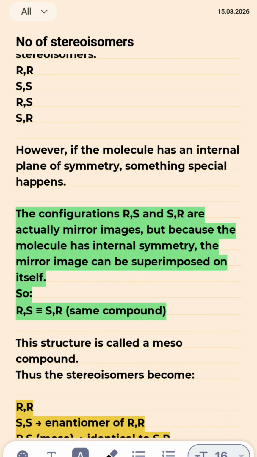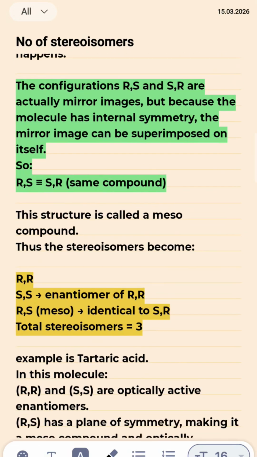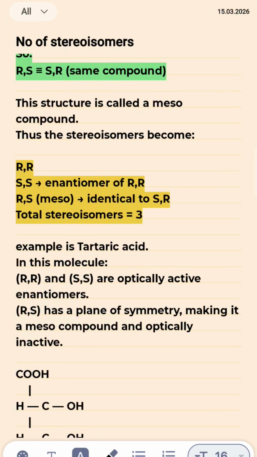The same compound that you get out of RS and SR, you get one compound. This is the meso compound because both are identical, and you are considering it as one structure. The other two are RR and SS. SS is obviously the enantiomer of RR, and RS and SR are identical, so they are the meso form. In total you get 3 stereoisomers.